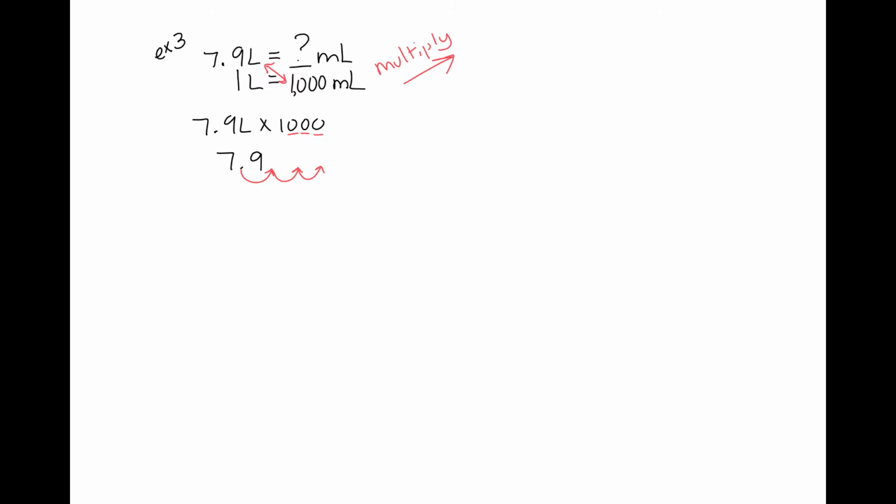Now, what do I do with those empty spaces? Yes, I need to add zeros. This means my final answer is actually 7,900, and my units should be milliliters. Perfect. Now, I'm going to want you to try 3 on your own.